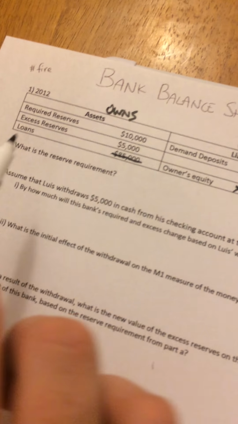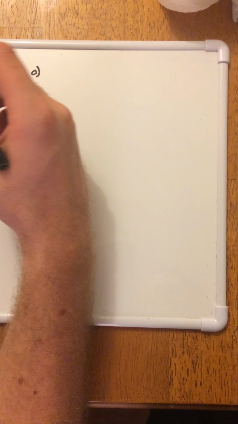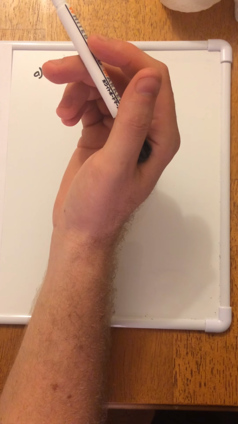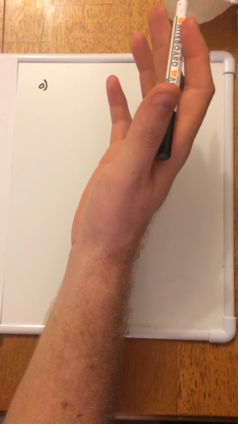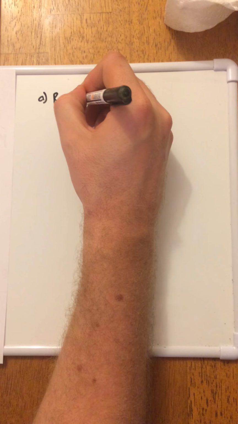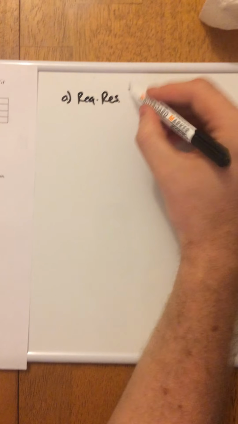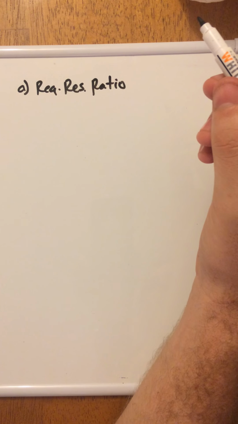So let's dive right in. Part A, first question seems fairly simple. What is the reserve requirement? You're not just going to list $5,000 because clearly they assume that you can read. So that's not going to be that easy to get a point there. What you need to do is give them the percentage, the actual required reserve ratio. So the percentage. They already gave you the dollar.